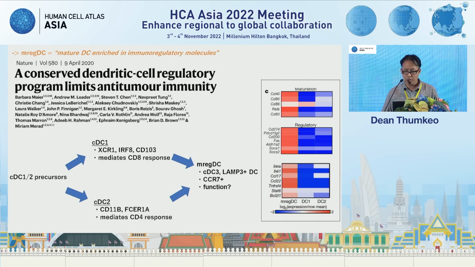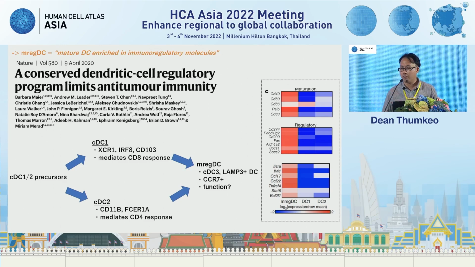It was in the literature. I think it was first reported by Zemin in his paper in 2019. But the paper by Miriam Merad's group is the paper that established very well what the mREG-DC is. Basically, the DC, as you know, is an immune activating cell, so it presents the antigen to the T cell and activates it.